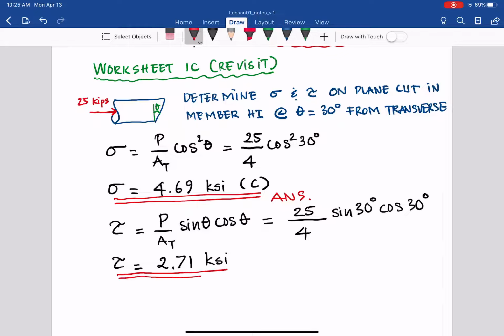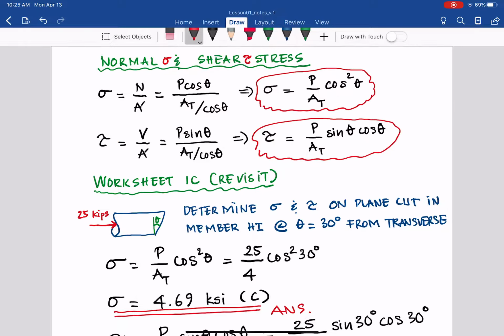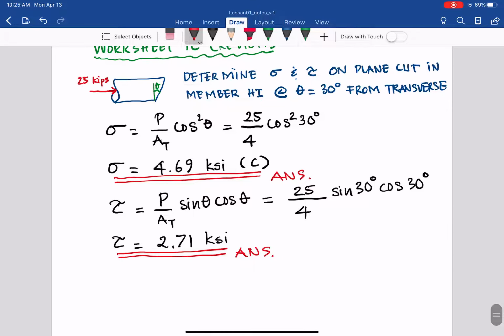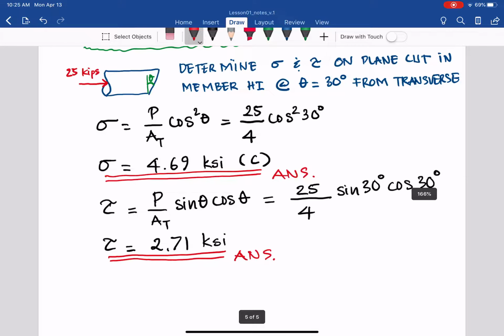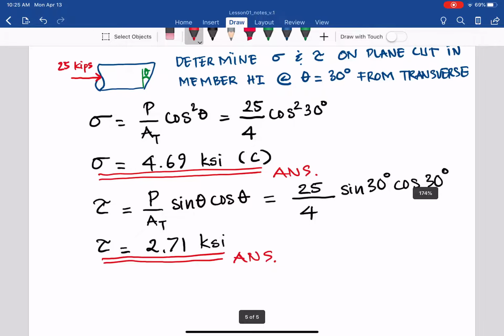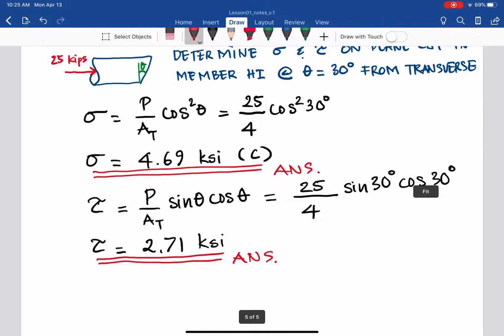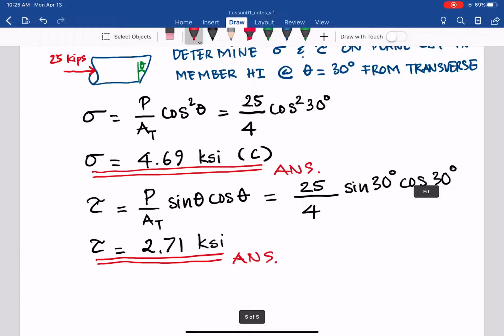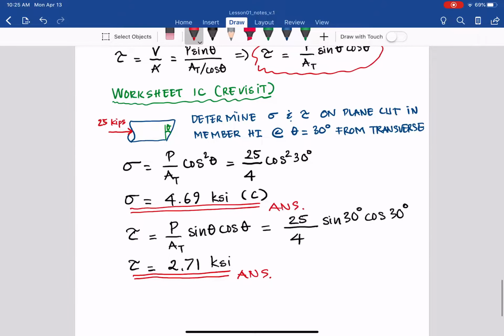So as you can see, member HI is a two-force member with 25 kips in compression, but if we cut at an angle theta of 30 degrees from the transverse, we have both normal stress and shear stress. In this case, normal stress 4.69 KSI, compression, and tau equal to 2.71 KSI on that cut. So that is the normal stress and shear stress.